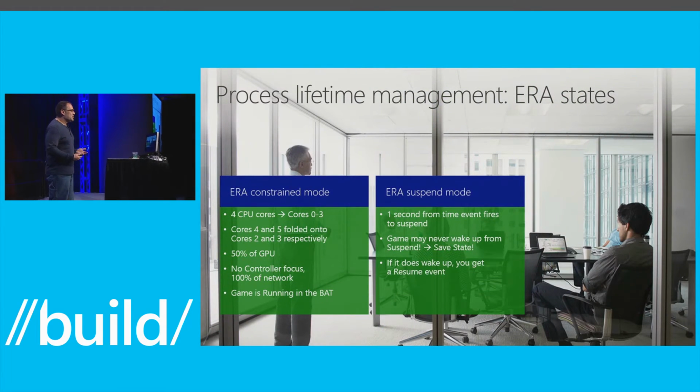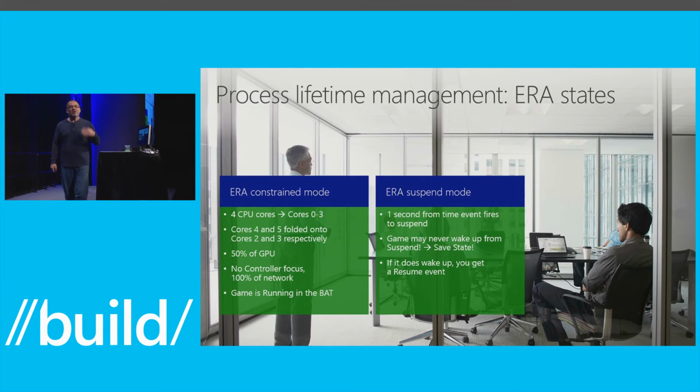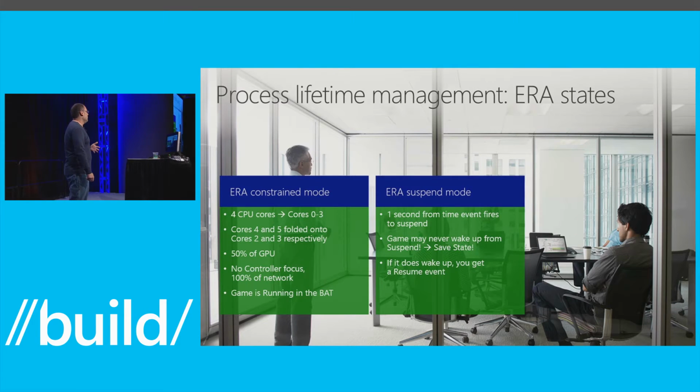When their game goes constrained, we actually take cores away from them too. So they go from 6 cores down to 4. And we take the workloads that are on the 2 cores 4 and 5, and we move them on to 2 and 3, which means 2 and 3 are almost certainly going to be overloaded. We're also going to take away 50% of the GPU. So the game isn't going to be able to run at 60 frames per second anymore. But that's OK, because in a lot of cases, when you do this to a game, they pause. And once they pause, you're free to do whatever you want to it.